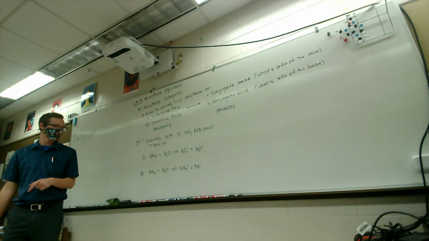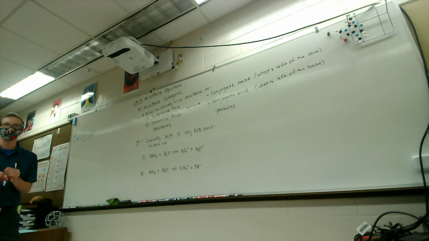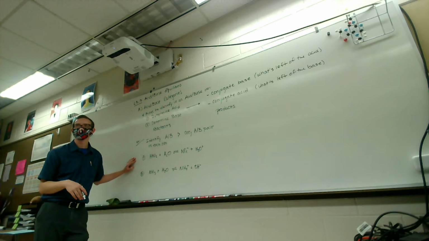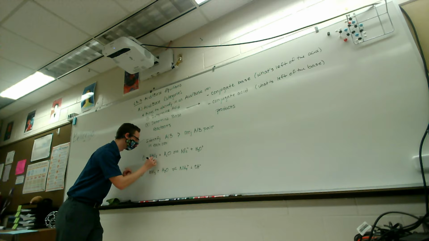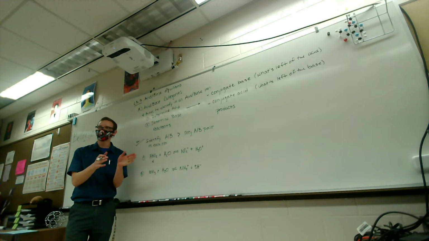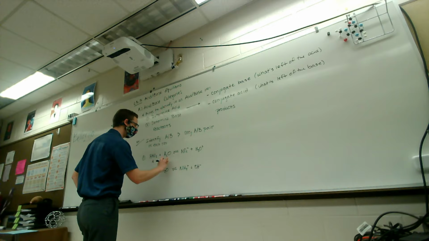Let's identify the acid-base and conjugate acid-base pair here. In this first reaction, which one is the acid? Nitrous acid. That's right. The one with acid in its name is acid. Mind blown. So this is the acid. So that means that water is the base, right? Because the acid is going to react with the base. That is always true. Okay? So acid, base. And then the conjugate acid is what?